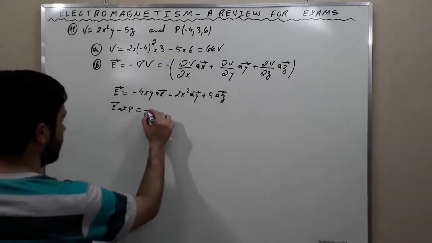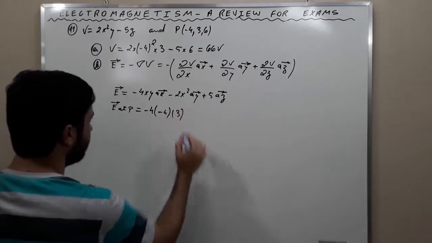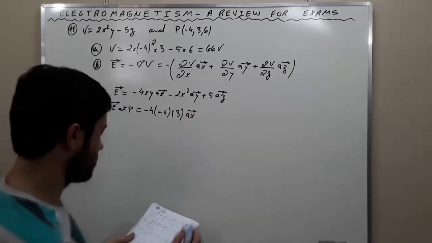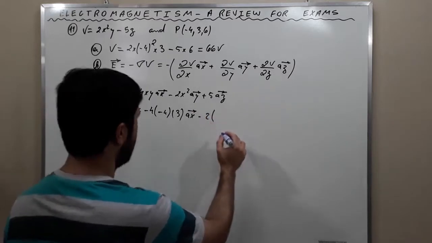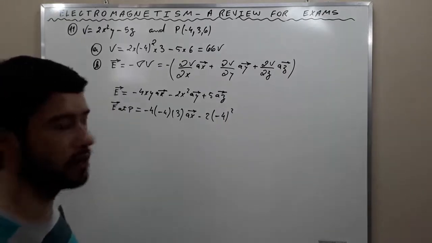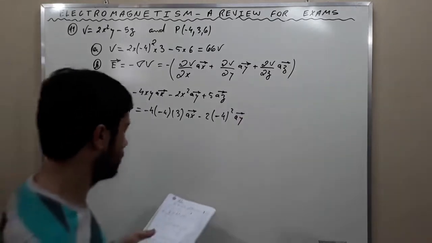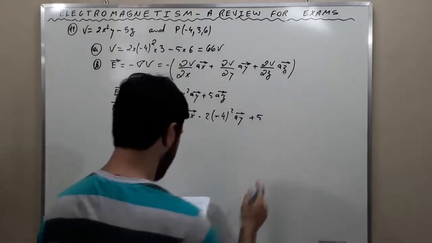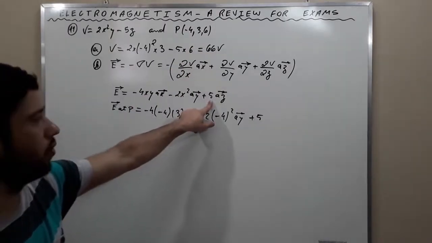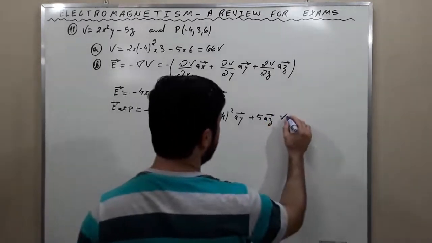So it is going to be negative 4 times negative 4 times 3 in the ax direction, minus 2 times negative 4 squared in the ay direction, plus 5. We don't have an option here to apply this 6, because we don't have a variable here, only a number. So it's 5az volts per meter.